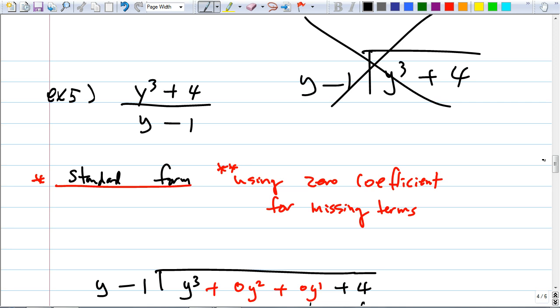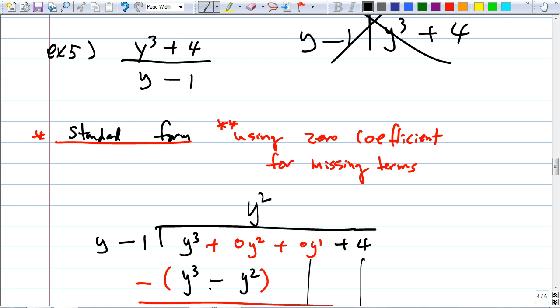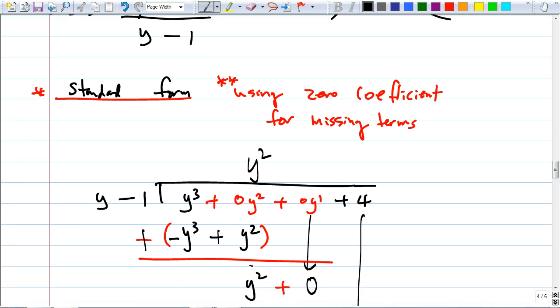Harrison, then what do I do here? What do I need to multiply y so that it becomes y to the third? Y squared. That's right. So I write y squared, and what do I need to write on the bottom? Negative y cubed plus y squared. Okay, it's good. So you're subtracting y cubed minus y squared, right, guys? So let's change it to addition. When I do this, I get plus negative y cubed plus y squared. What do I get when I then add them together? Judy? Yeah, y squared. I just put down 0.